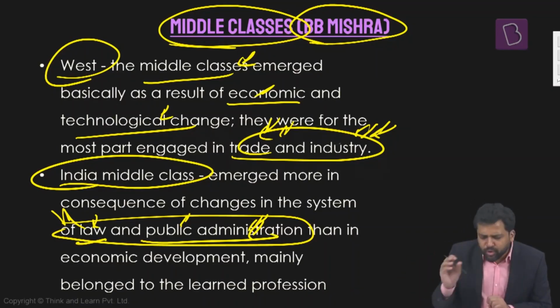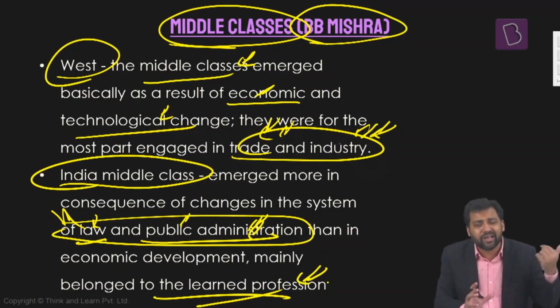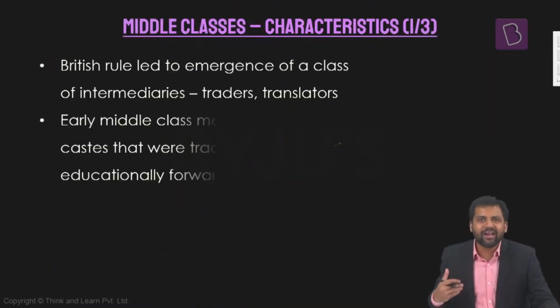But primarily it was the contact with the Britishers, or the interest of the Britishers, which is leading to the formation of their self-interest. They don't want to create a middle class, so to say. They want to fulfill their own interest, and in this process, the middle class forms. And we are saying that most of the people who became part of the middle class in India were from the learned professions. So what we'll do is we'll see how the middle classes emerged in the Indian context.